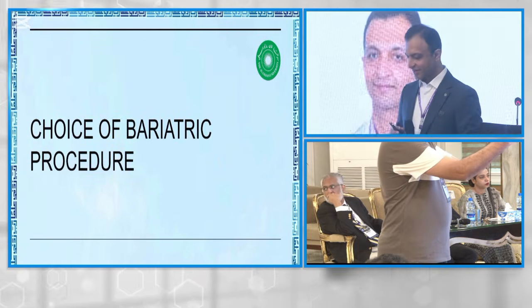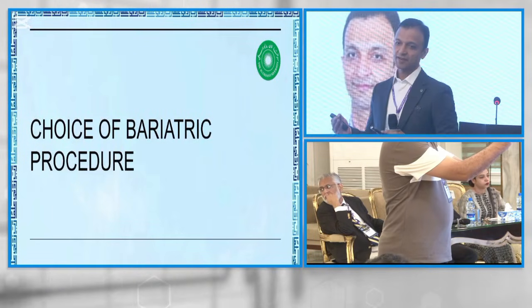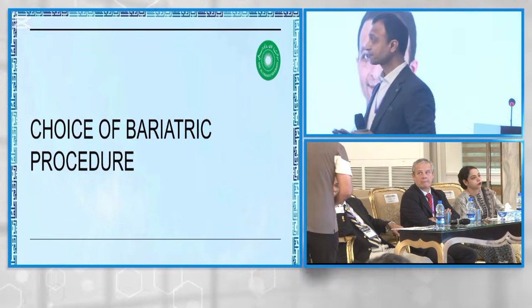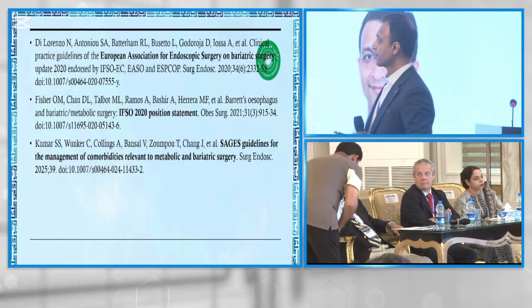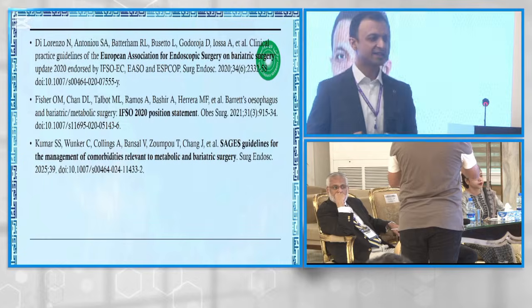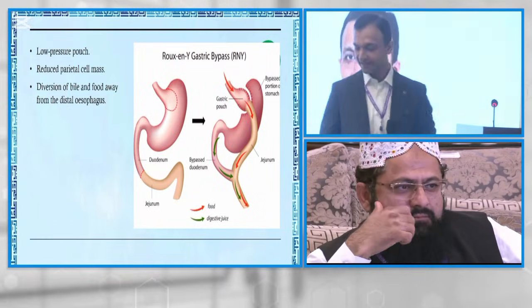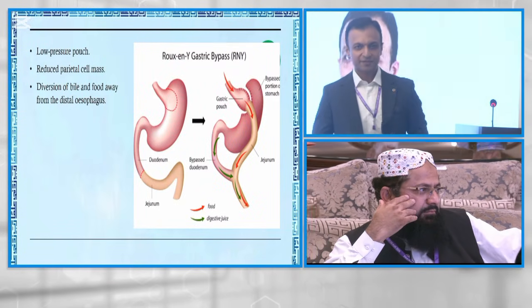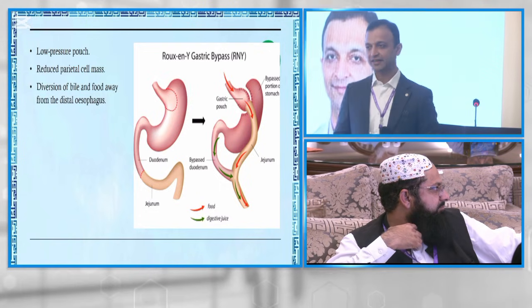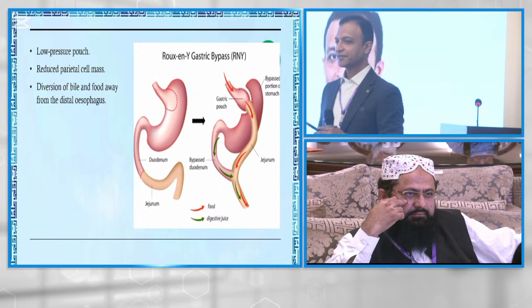So, the main question is, how do we choose the appropriate bariatric procedure for these patients? According to the European Association for Endoscopic Surgery, IFSO, and SAGES guidelines, the most favored operation in these circumstances is a Roux-en-Y gastric bypass. So you have to understand the pathology here.